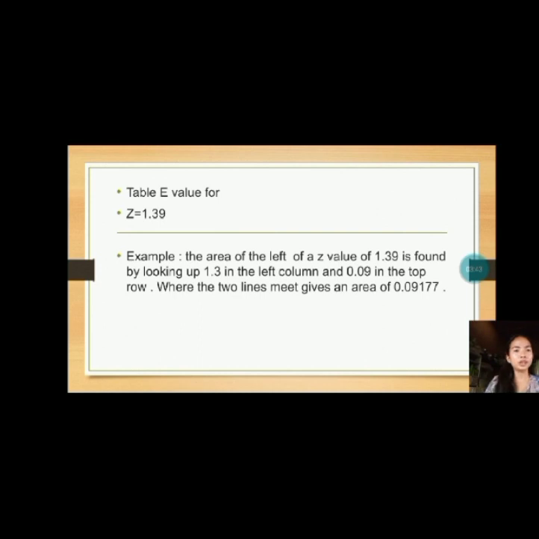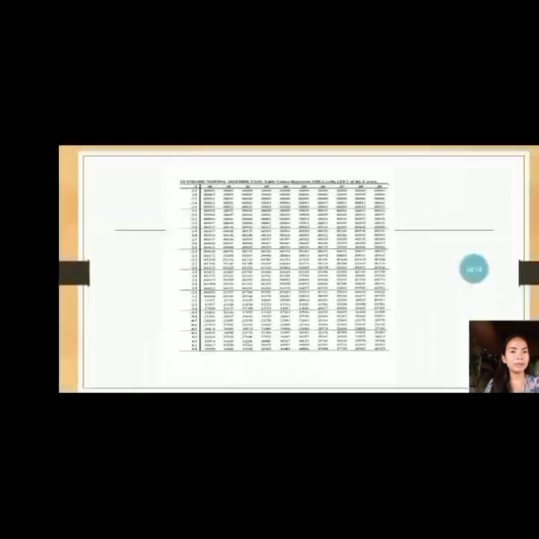Pag mag-meet na silang duha, mag-answer na siya ng 0.9177. So, makuha siya sa table, guys. May negative and then positive table.